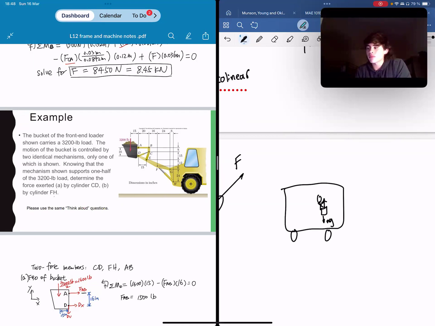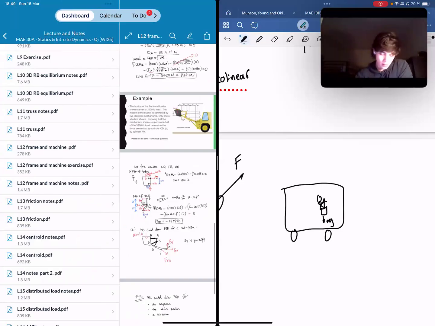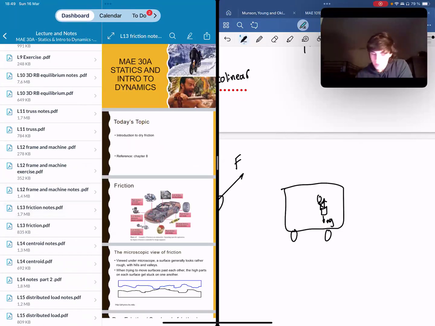Besides that, there shouldn't be any other forces or couples or moments on that two force member. And just as a reminder, the force is acting along the direction of that member. So if it's diagonal, the force is acting diagonal as well. But that will be for two force members, and for this example, friction notes.